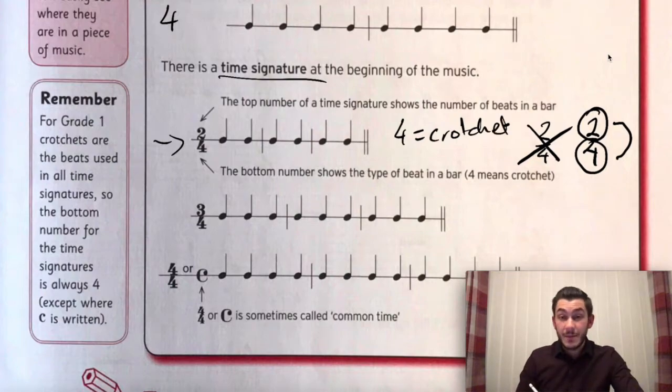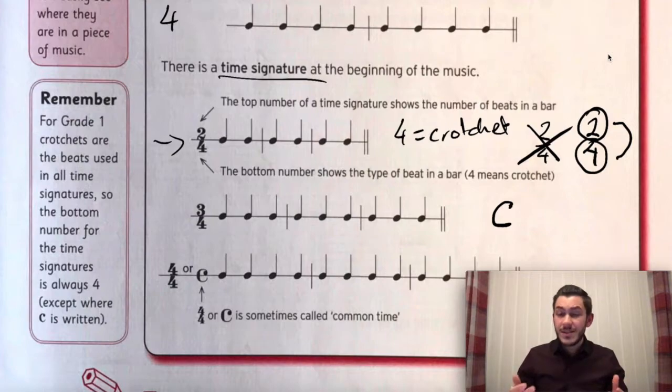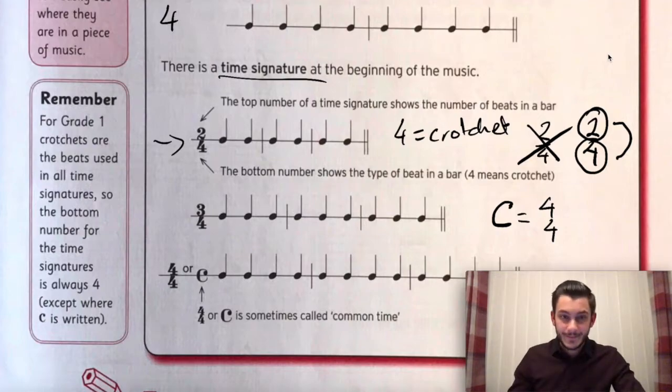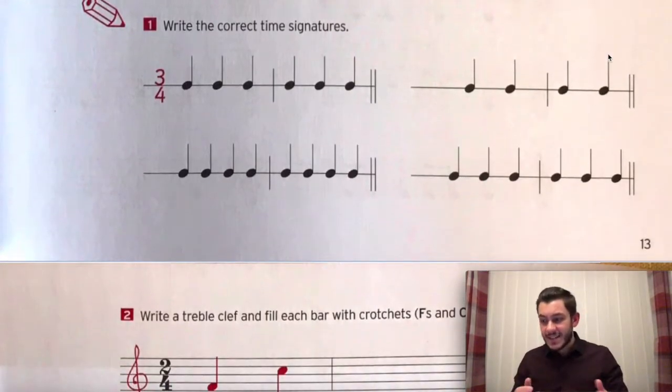Okay? Sometimes you will see that written as this. Looks like a C, doesn't it? With a little bit more on the top. Looks like a C. That means common time. And that's because things with a crotchet beat as its value is generally the most common occurrence. So we call it common time. If you see a C instead of this, it means the exact same thing. So C means 4-4. It doesn't mean 2-4 or 3-4. C means 4-4.